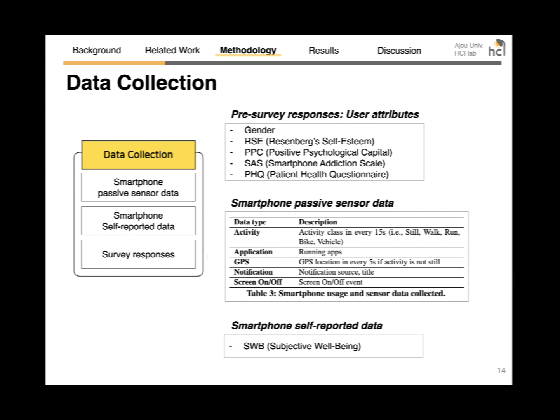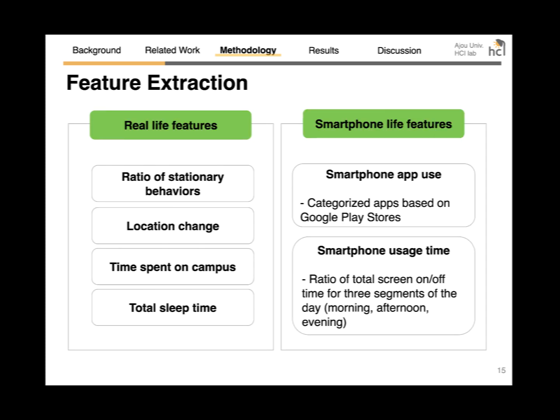Second, we developed the app that runs in the background and collects people's movements, locations, and usage logs, screen on-off data through smartphone passive sensing. We asked the participants to install the app on their smartphone and use the app. During the app use period, we asked the participants to complete the survey about subjective well-being scores every day on their smartphone. After the study ended, we extracted features for modeling.